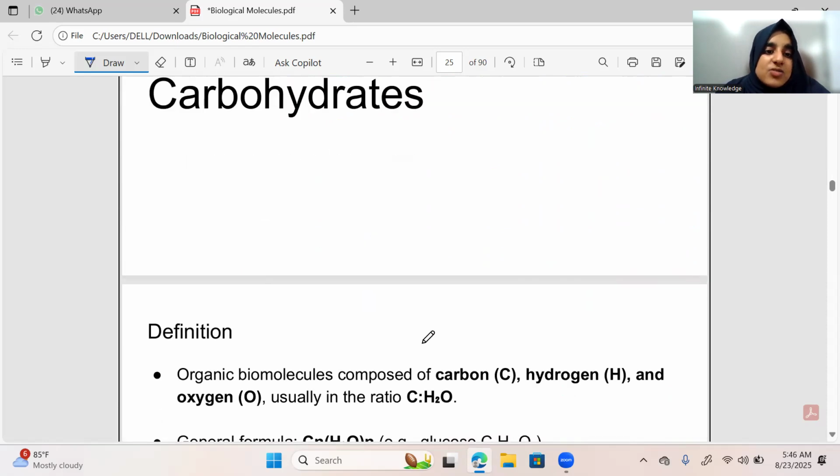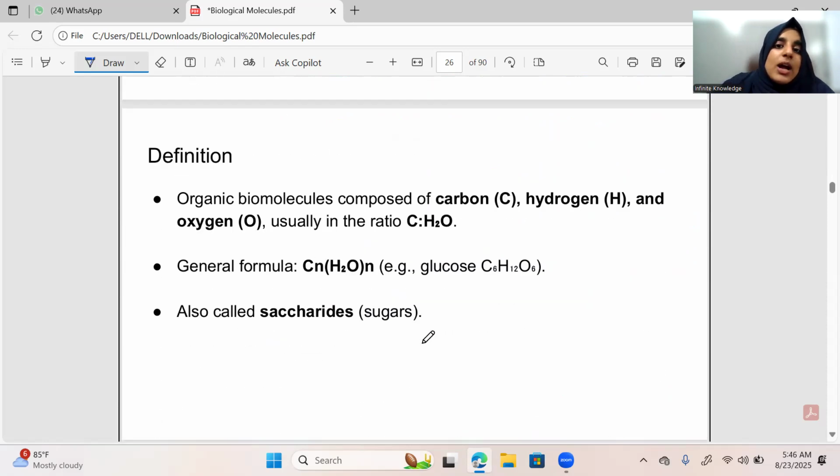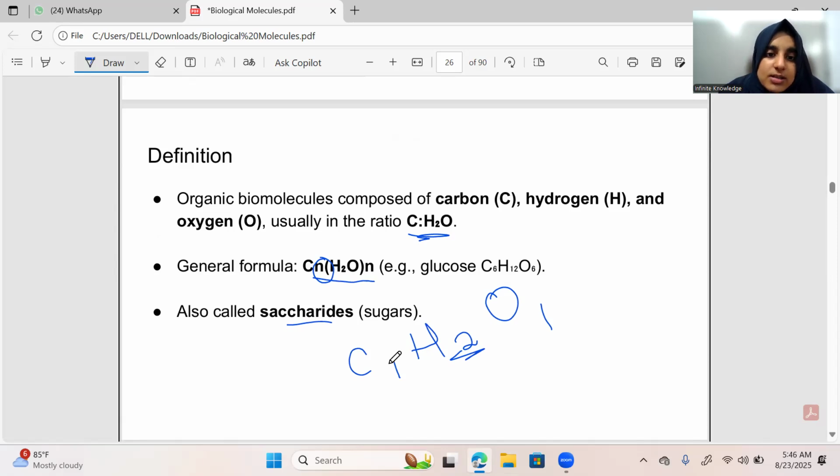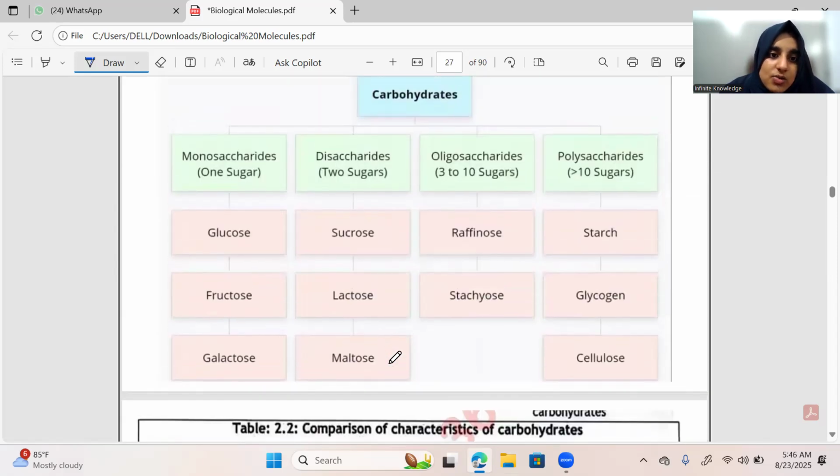Okay. Next, we move on to carbohydrates. Carbohydrates are made up of carbon, hydrogen, and oxygen. In this ratio, carbon is 1, hydrogen is 2, and oxygen is 1. Okay, the general formula is CnH2nOn. For example, if n is 1, it is C1, then H would be multiplied by 2, so H2 and then O1. So hydrogen is always in a double ratio, and they are also known as saccharides or sugars. The scientific word for sugar is saccharide.